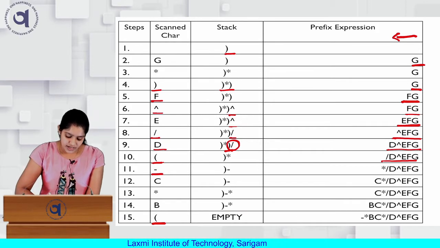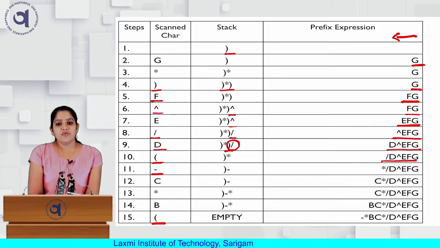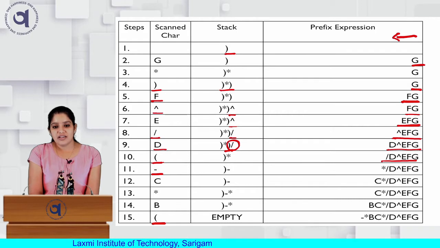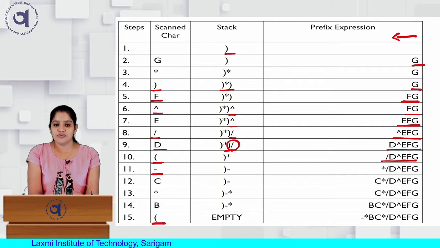Now, next is minus. Again, as you can see over here, on the top of the stack we have star. So, again we need to check the constraint. That is star and minus, and star has higher precedence. So, we need to pop it from the stack and push it to the prefix expression, and we need to push the minus to the stack.